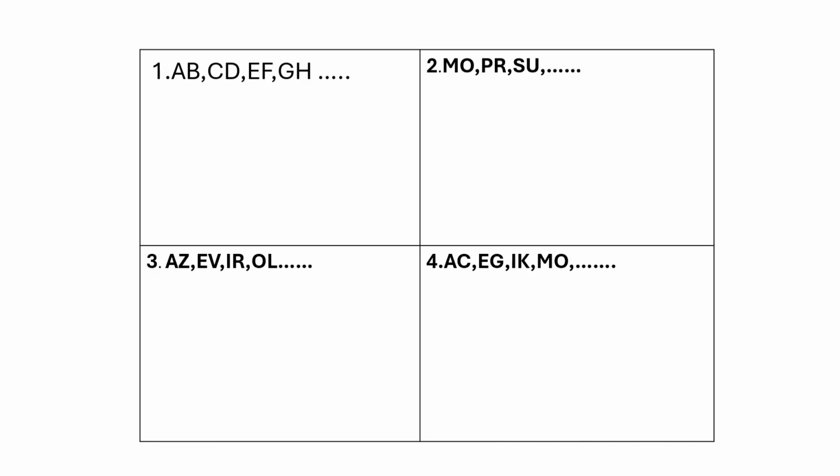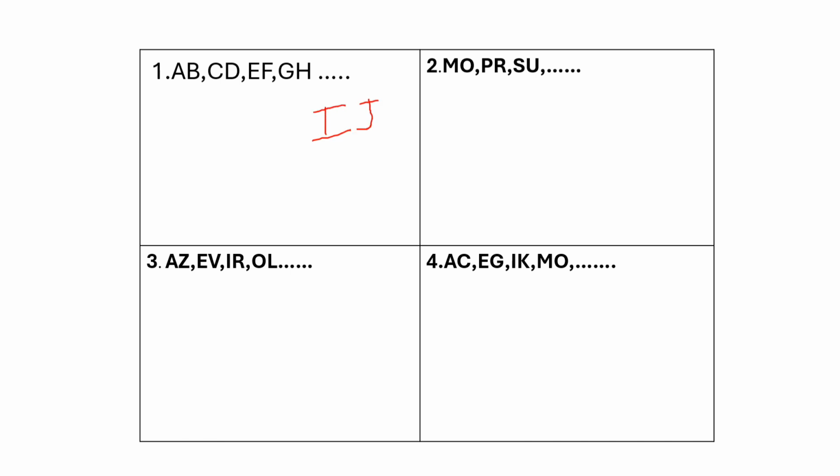First question is A, B, C, D, E, F, G, H. Here the letters are in alphabetical series, so we can guess the answer easily. The next terms are I, J.